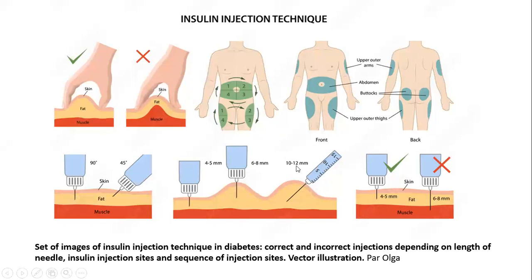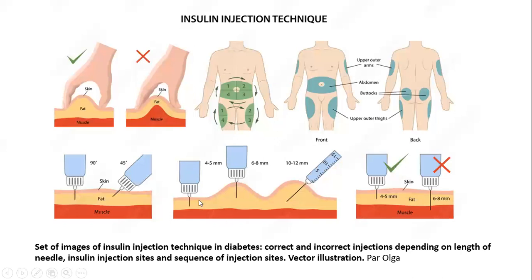If you're using the long needles, 10 to 12 millimeter needles, very long ones, then you must go at an angle. Because if you go direct, as shown here, you will go into the muscle. So you must do it at an angle. Whether you're doing 90 degrees or 45 degrees will depend on the size of the needle you're using and the thickness of the skin of the patient.